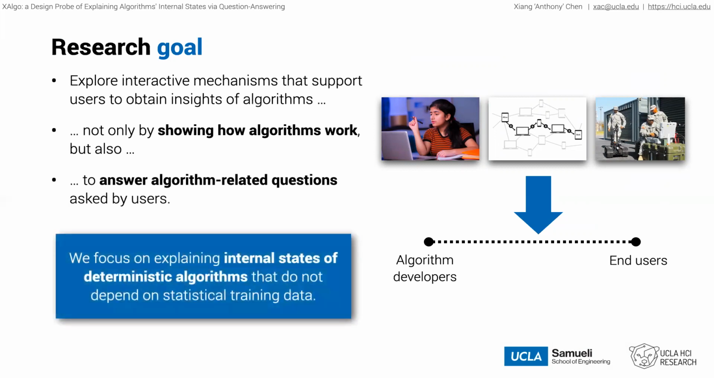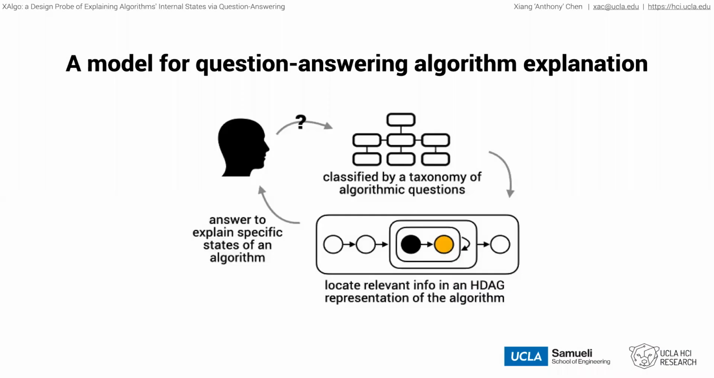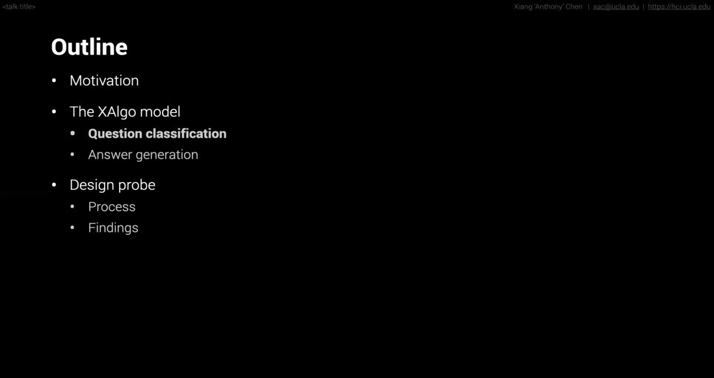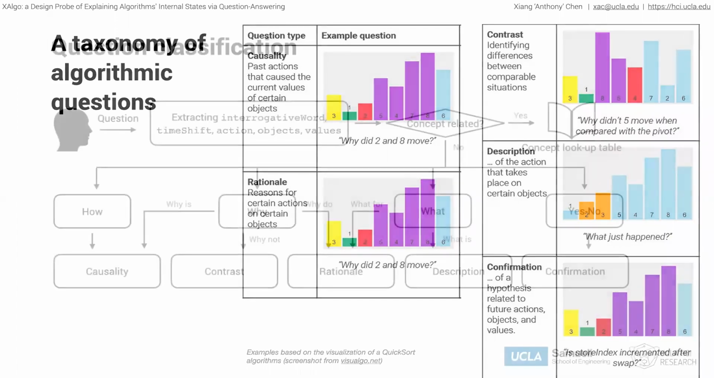And more specifically, we focus on explaining the internal state of deterministic algorithms that do not depend on statistical training data. To achieve that, we developed the XAlgo model that first classifies a user's question based on taxonomy, locates the relevant information in the algorithm, and then generates an answer. For question classification, we consider these 5 different types of questions: causality, rationale, contrast, description, and confirmation. In the interest of time, I'm not going to detail each of these definitions. Please refer to our paper for more information.